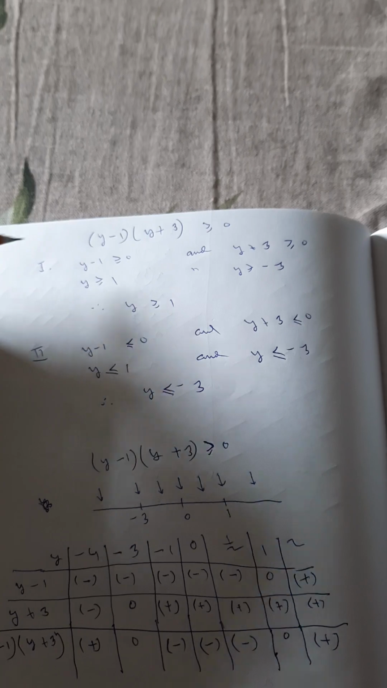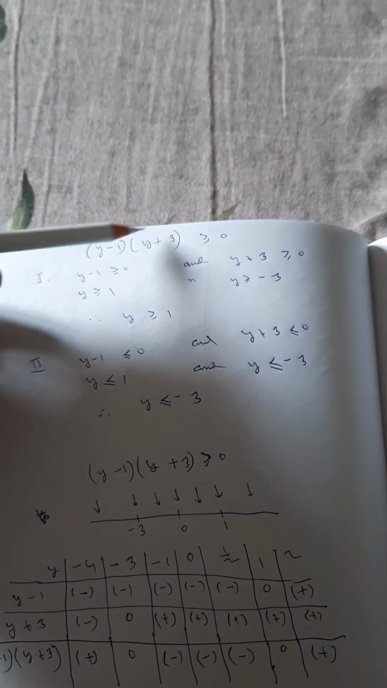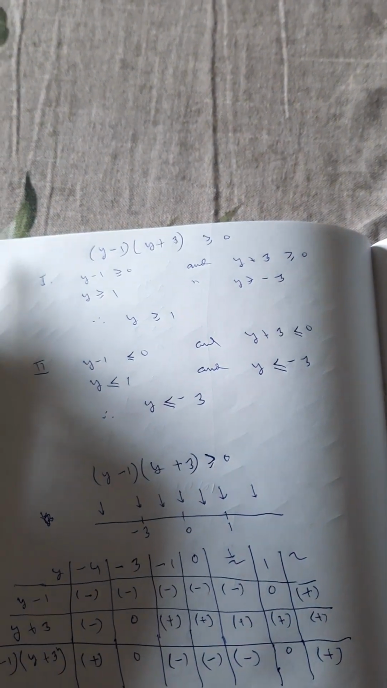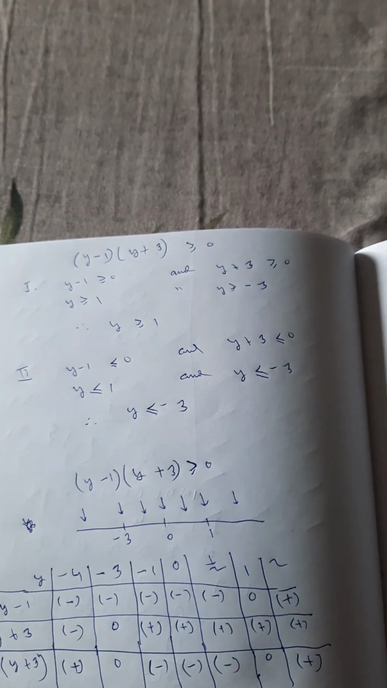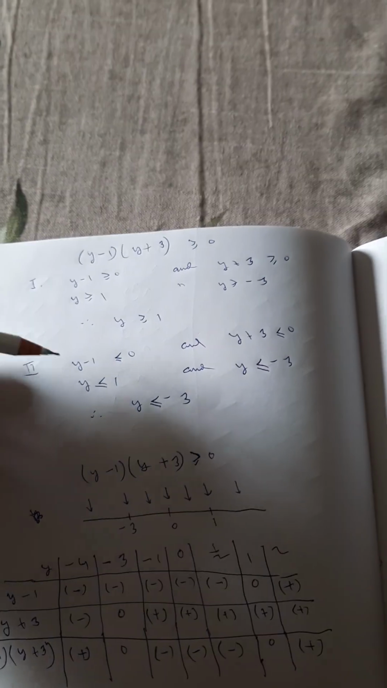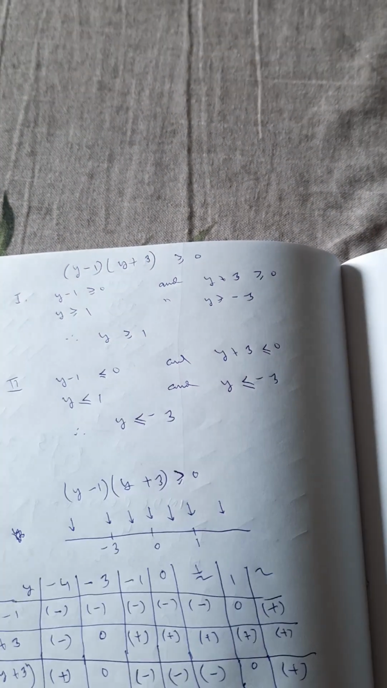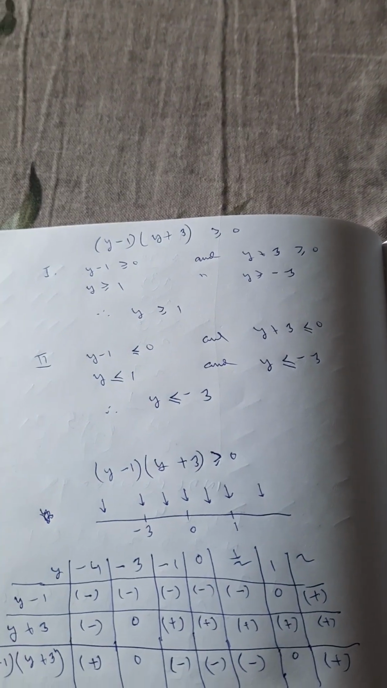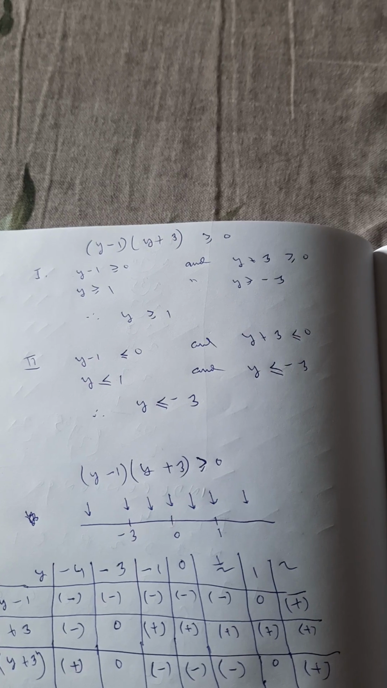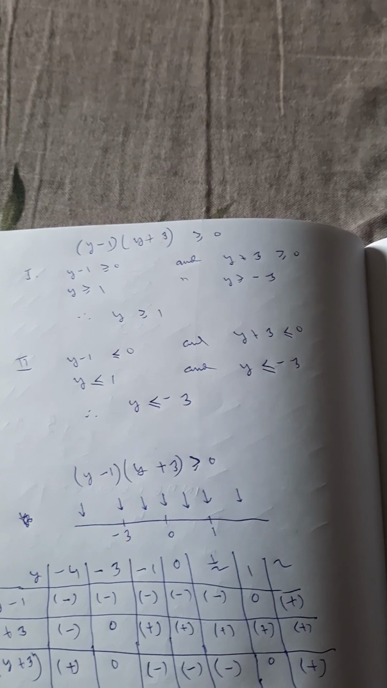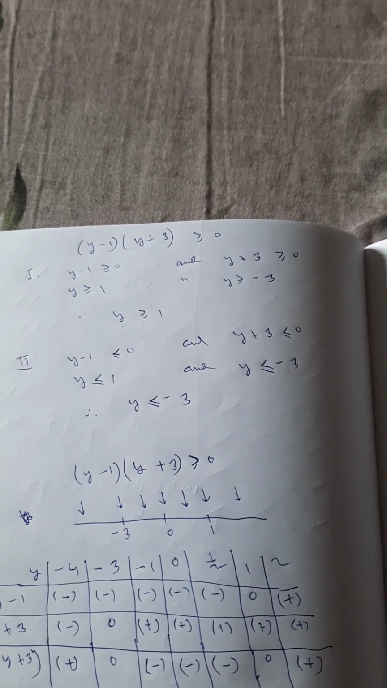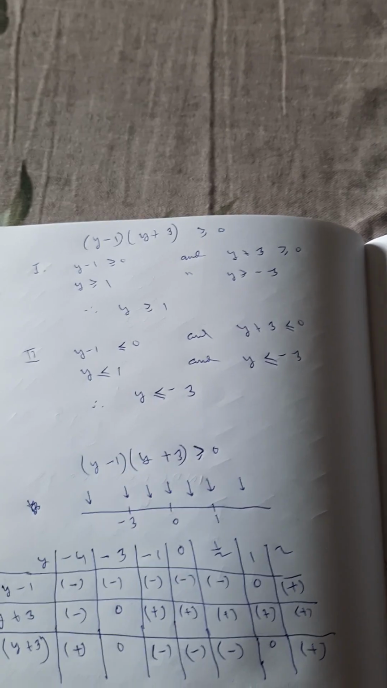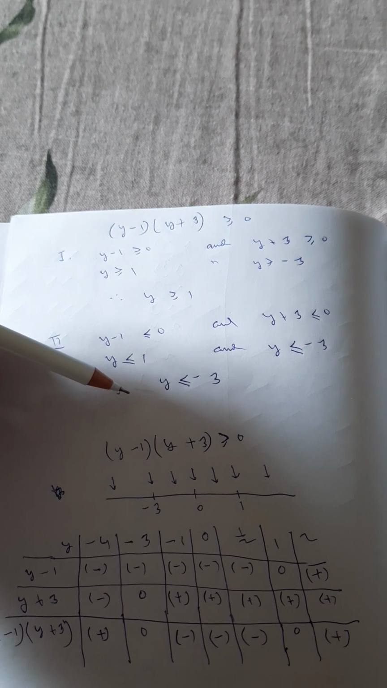The second case will be when both are negative. Negative into negative will give you positive or 0. So y minus 1 is less than or equal to 0 and y plus 3 is less than or equal to 0. This gives me y less than or equal to 1 and y less than or equal to minus 3. In this scenario, it will be the lesser than the least. So y will be less than or equal to minus 3, which means that y is either greater than or equal to 1 as per this, or y is less than or equal to minus 3 as per this.